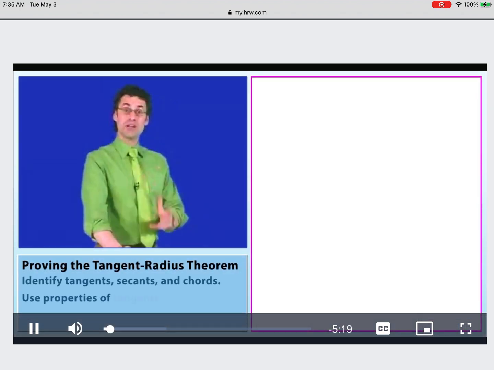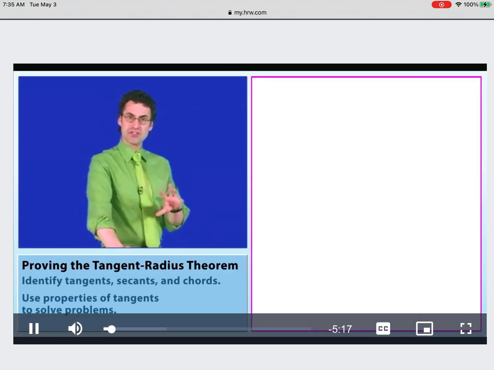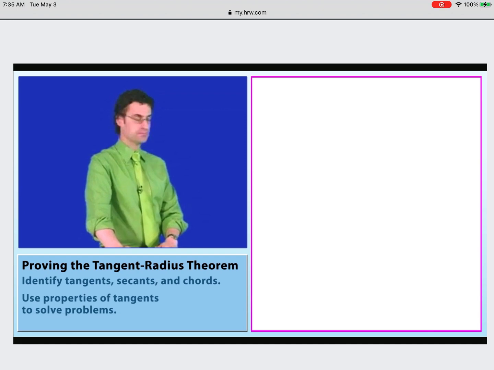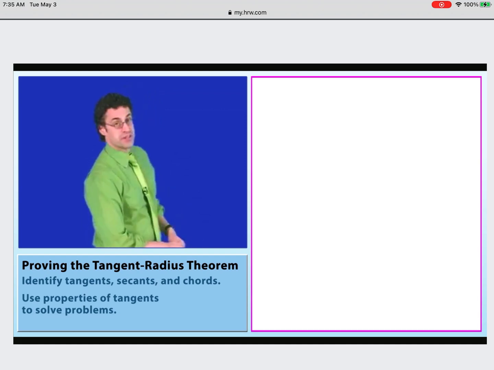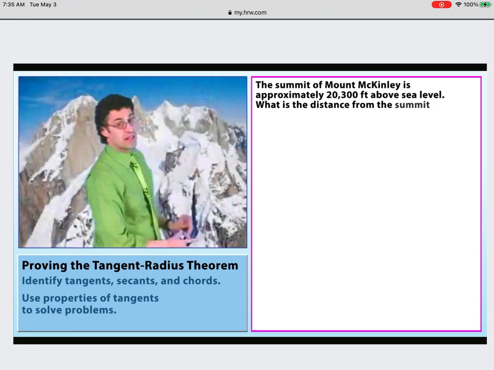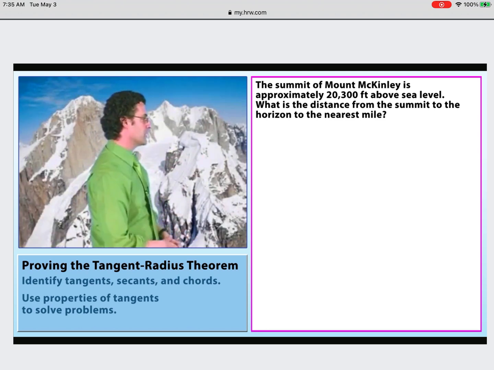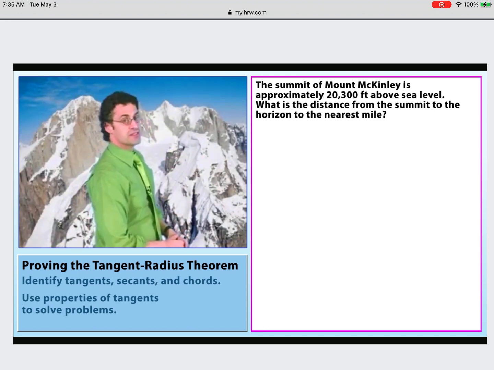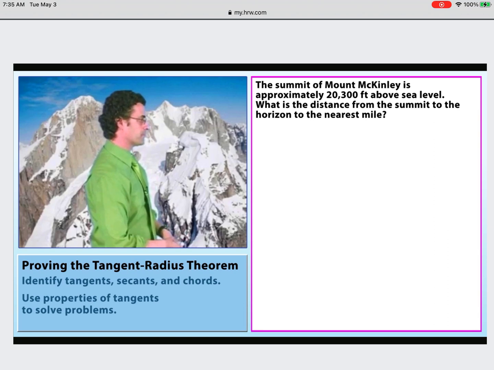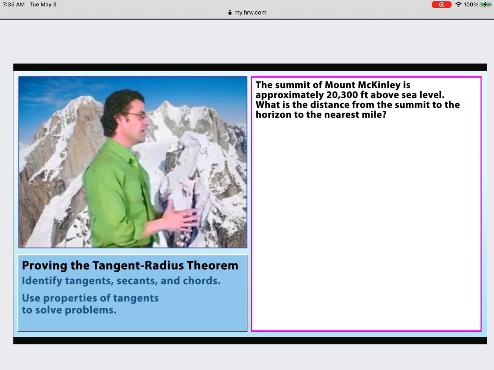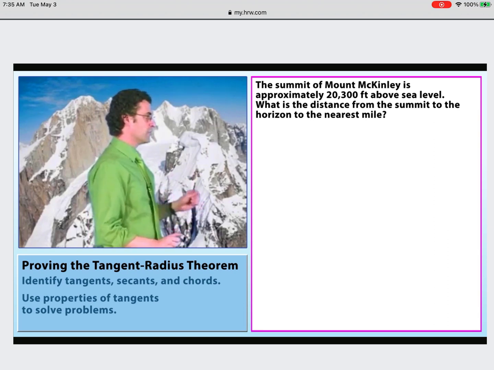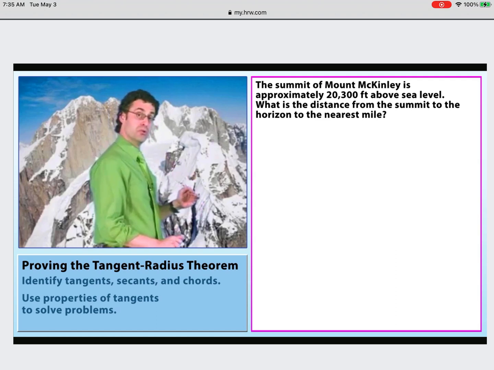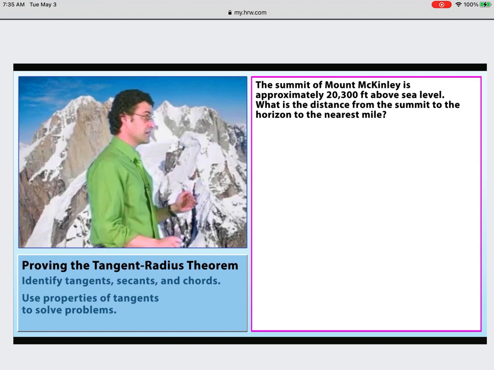Okay, let's take a look at a real-world example where we can actually see circles coming together and giving us information about our Earth. So here's an interesting fact. The summit of Mount McKinley, that's a really, really tall mountain, is approximately 20,300 feet above sea level. The question is, what is the distance from the summit to the horizon, to the nearest mile?